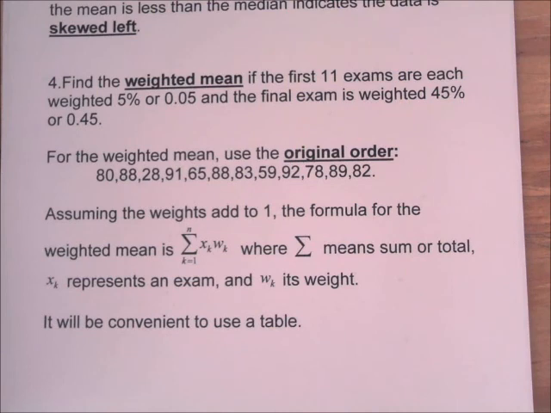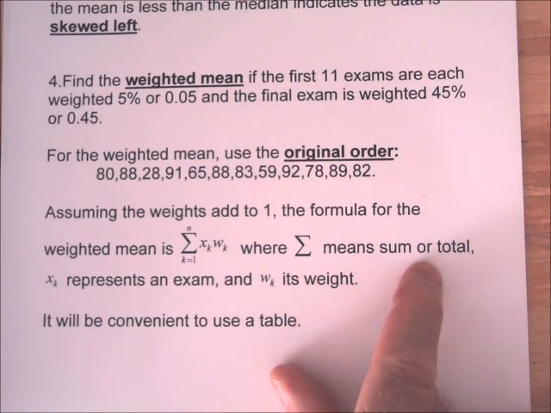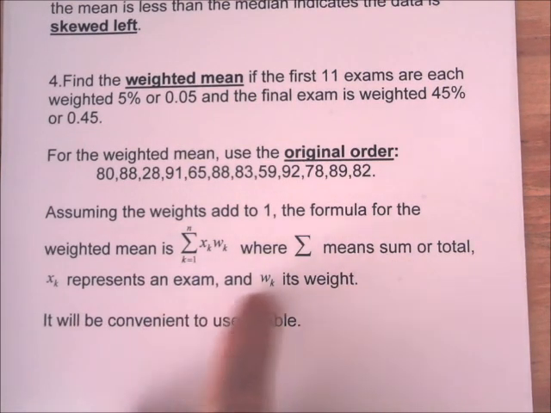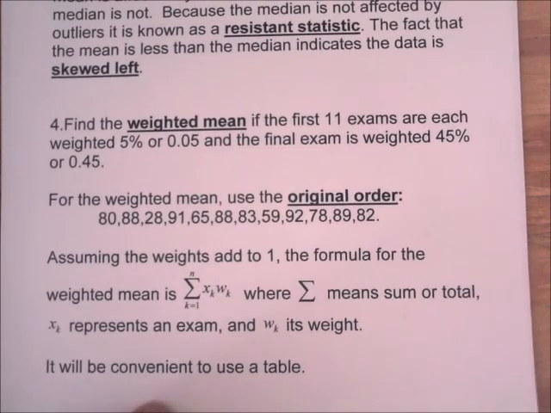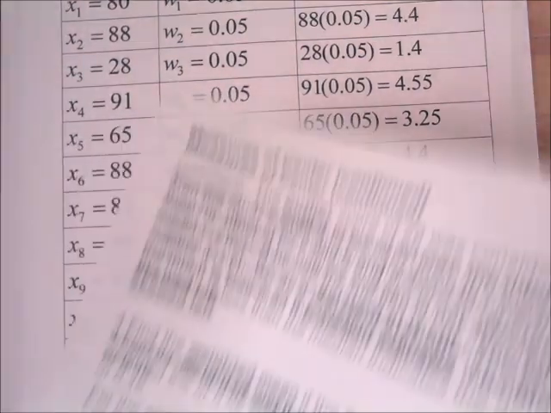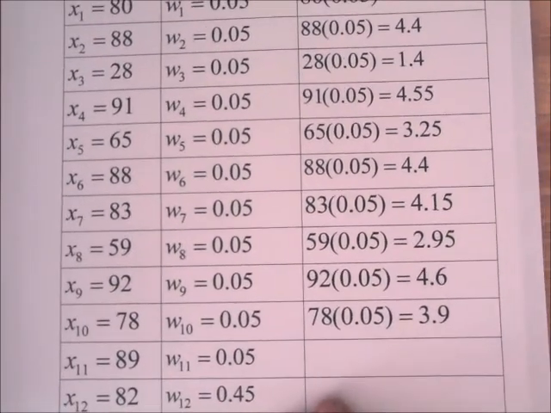Summation as k goes from 1 to n, xk, wk. And again, the Greek letter capital sigma means sum or total. Xk represents an exam, wk would be its weight. It's going to be convenient to make a little table to do these, so we make sure we do the right order of operations. According to this formula, multiplication comes before addition. That's the order of operations. So the first operation we want to do is multiply each exam score times its weight. That's what the formula tells us.